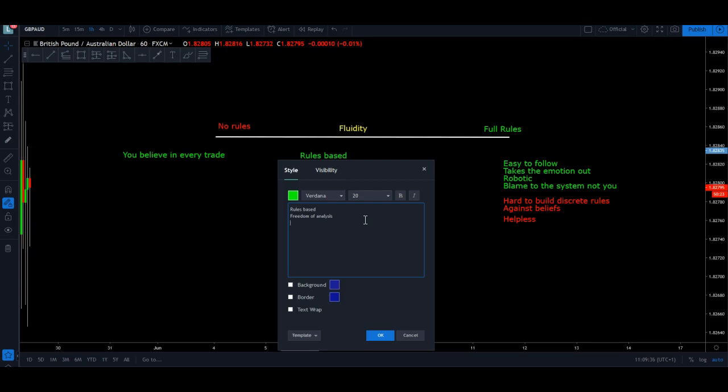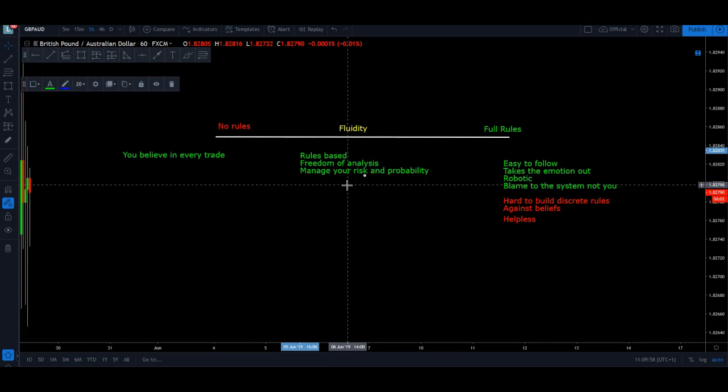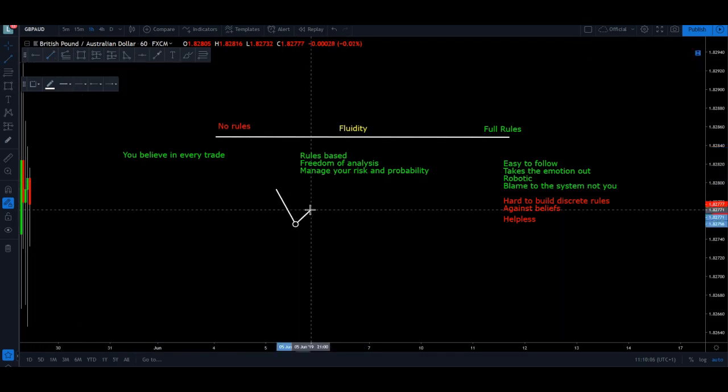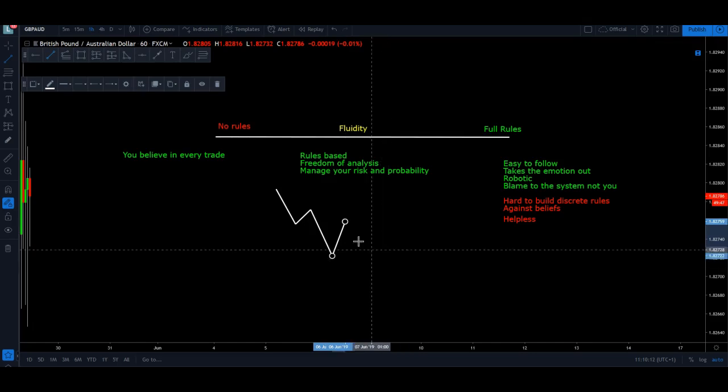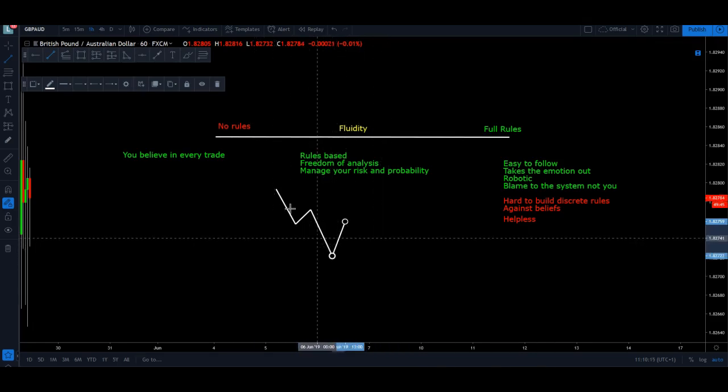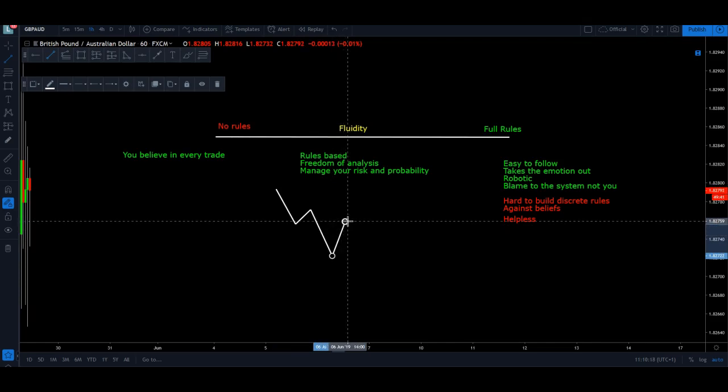because of that freedom of analysis, for me, I feel like you can manage your, let's say, risk. But what I mean by that, you can manage your risk and probability. If you think there's a setup, a potential setup, right? So say we're in a downtrend, something like this, and we pull back into this kill zone, and typically you think sell, right?